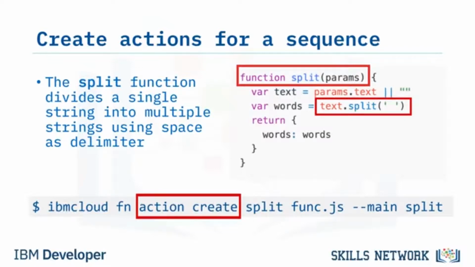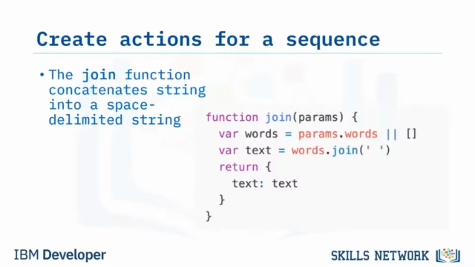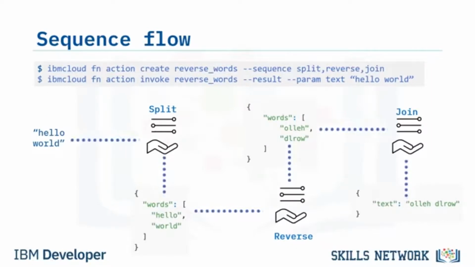However, you can also use the main flag to specify the function name. Next, the reverse function takes a JSON array of strings and transposes the characters in each string. The third and final function is the join function. The join function takes a JSON array of strings and concatenates the array into a space-delimited string. On this slide, you can assume that the action is created using each of these functions. You can create a sequence of actions using the action create command and the sequence flag as shown here on screen. Use the action invoke command to invoke the sequence.